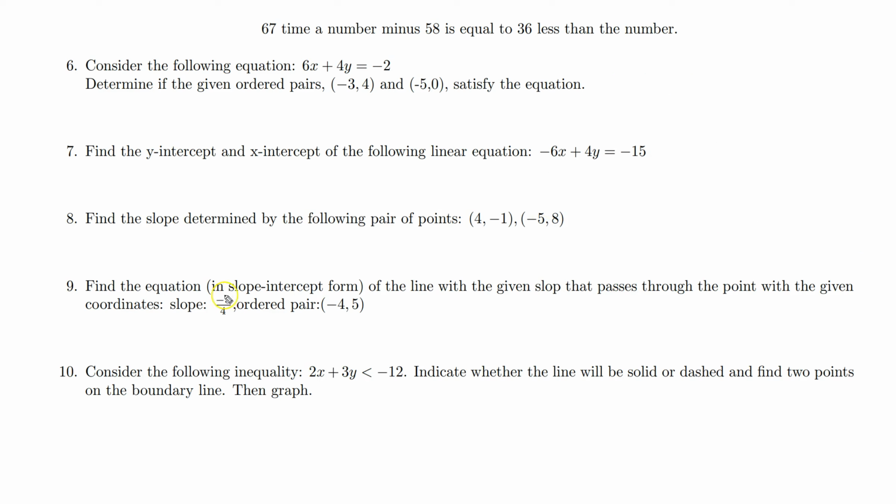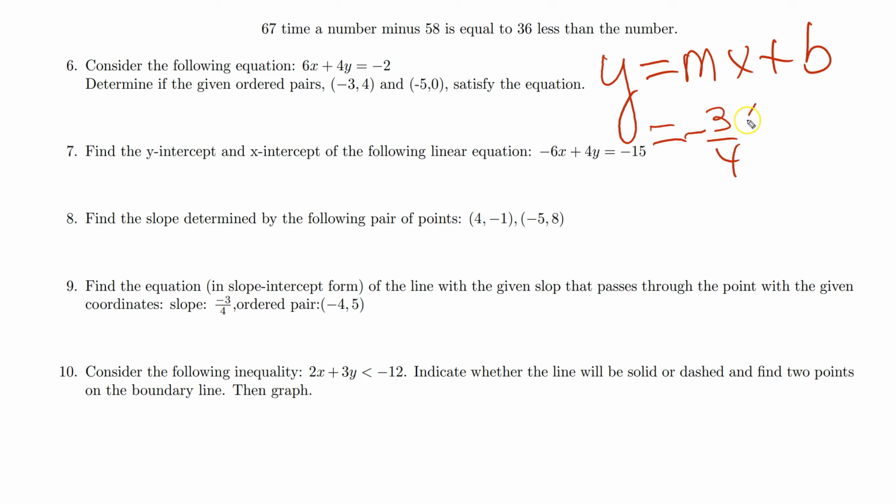Now, find the equation in slope-intercept form of a line with a given slope that passes through this point. It has this point here and this slope. So for this, I'd use y equals mx plus b, which is the slope-intercept formula, and then I would start substituting. I know my slope is a negative 3/4.